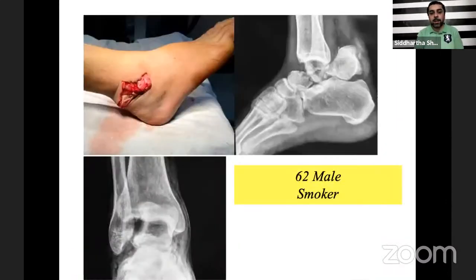However, this is one of our own cases. So this is a 62-year-old male. He was a smoker, and he comes in like this with an open type 3, not a type 3 open fracture, but a Hawkins type 3 talus neck fracture. And the talus body, you can see, is almost out.